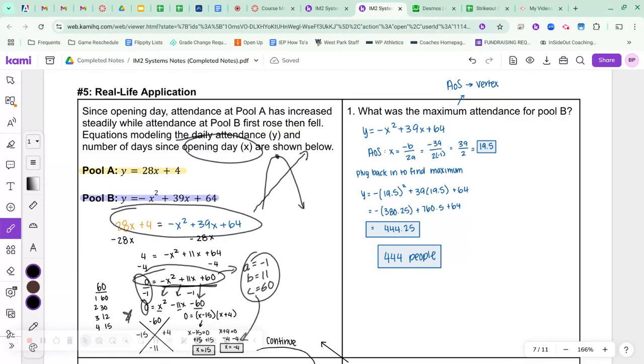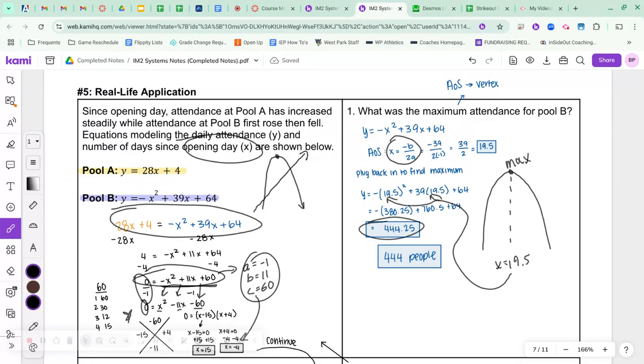Now, number 1 is just asking what's the maximum attendance for Pool B. If that's modeled by a quadratic, this is the max, right? And it's going to be concave down, and we know that because Pool B has a negative a value. Just like we did earlier, you can go negative b over 2a, and you get an axis of symmetry at 19.5. Okay? But then you have to take that and plug it back in to solve for the y value.